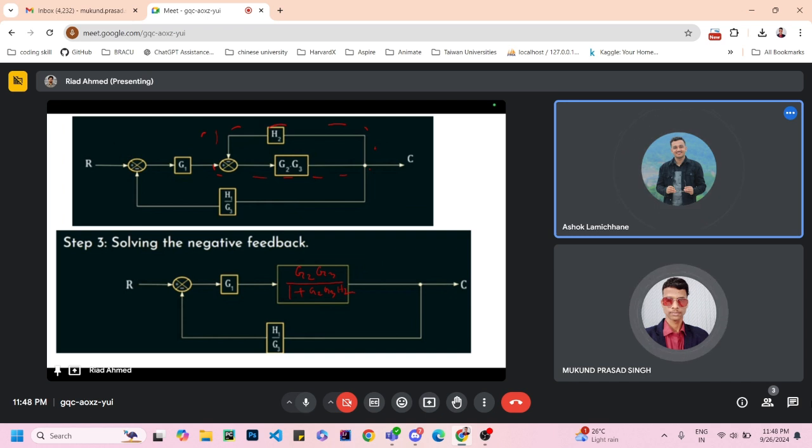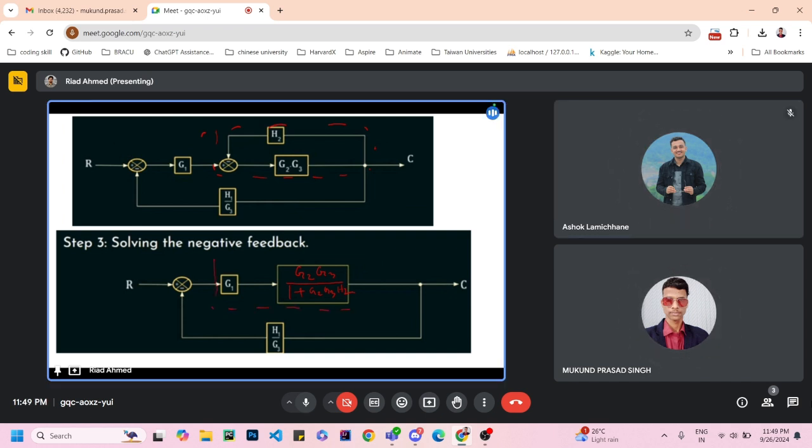Sir, rule 2, series. Yes, this is rule 2 and this is the series part, and we can convert these two parts to a single part. What will be the value? You should just add G1 here, because if we multiply these two parts, you can cancel this part and G1 will be here. So we have G2, G3, G1 by 1 plus G2, G3, H2 here as a single block.